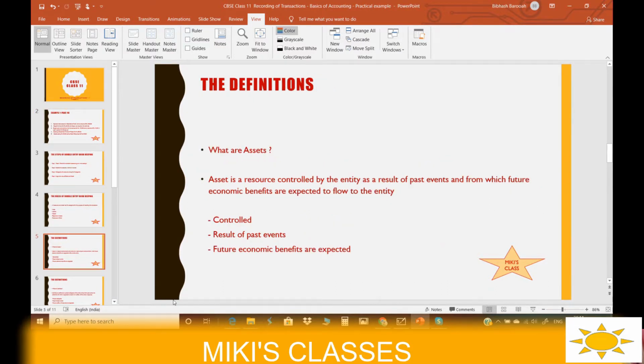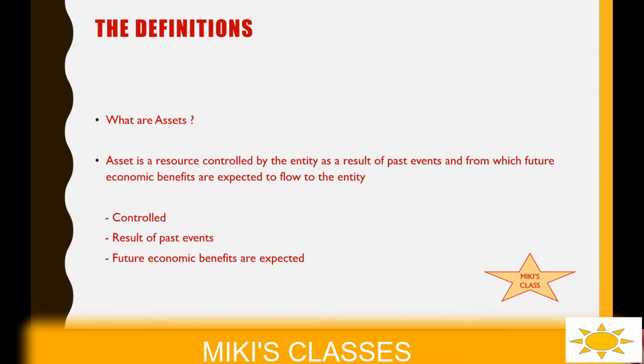We'll first check for assets. Is plant and machinery an asset? Let's check that. We are trying to check if plant and machinery is an asset. Is it a resource controlled by the business? Yes, it is controlled by the business because it's been bought by the business. First point is correct. As a result of past events. Past event is the purchase which has happened and the payment which has happened, right?